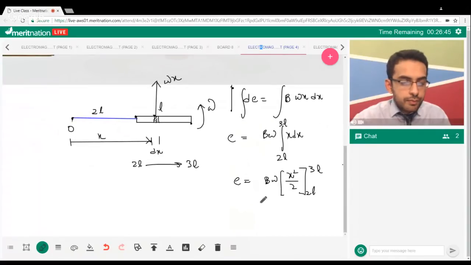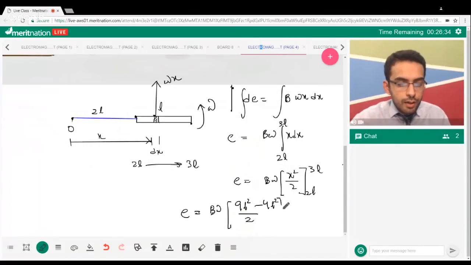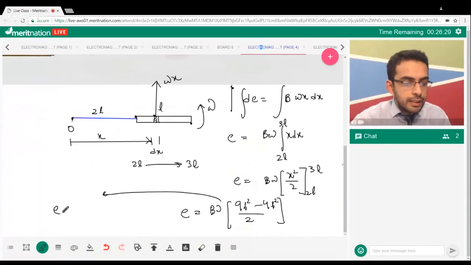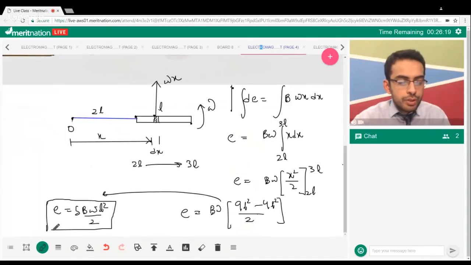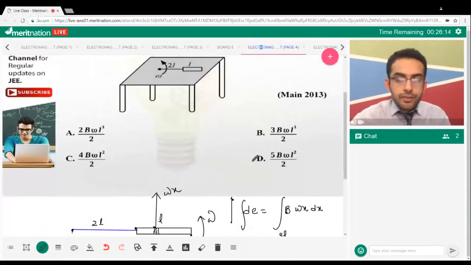Put the limits here. What do you get? You get E is equal to B omega times (9L square minus 4L square) by 2. And finally, you get E to be 5 B omega L square by 2. This is the final answer to the given question. So yes, the correct answer in this question is D.